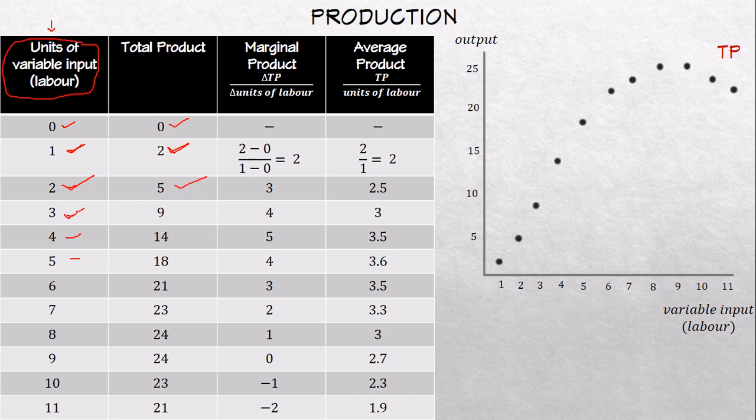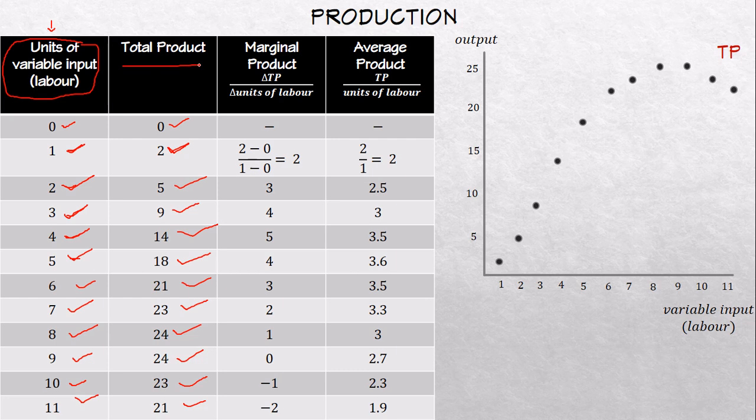If I have 3 farmers, then I can produce 9 maize. If I have 4 farmers, I can produce 14 maize. If I have 5 farmers, I can produce 18 maize. If I have 6 farmers, I can produce 21 maize. If I have 7 farmers, I can produce 23 maize. If I have 8 farmers, I can produce 24 maize. If I have 9 farmers, I can produce 24 maize. If I have 10 farmers, I can produce 23 maize. And if I have 11 farmers, I can produce 21 maize. Okay, so that is what the total product over here tells us.